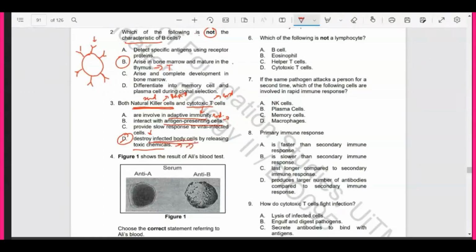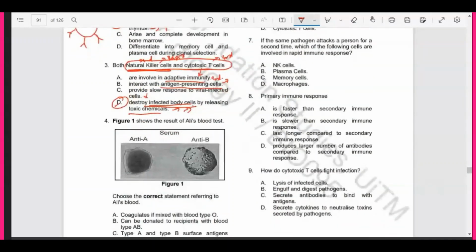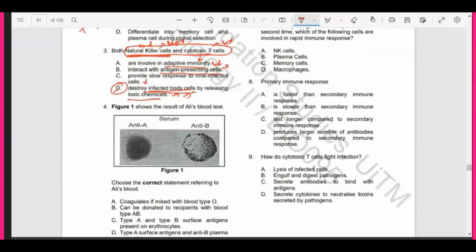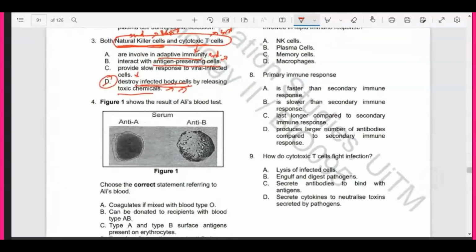Remember, these two cells will not destroy a pathogen directly, kan? They actually destroy the infected body cells, exposing the pathogen to antibody or macrophage later to be engulfed. Okay. Faham boleh?